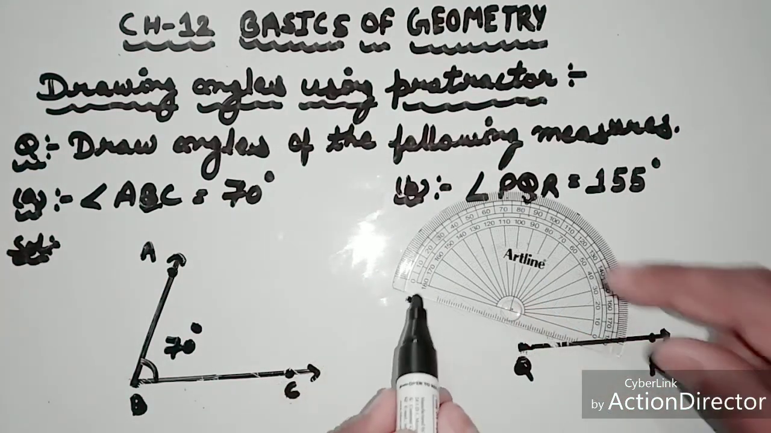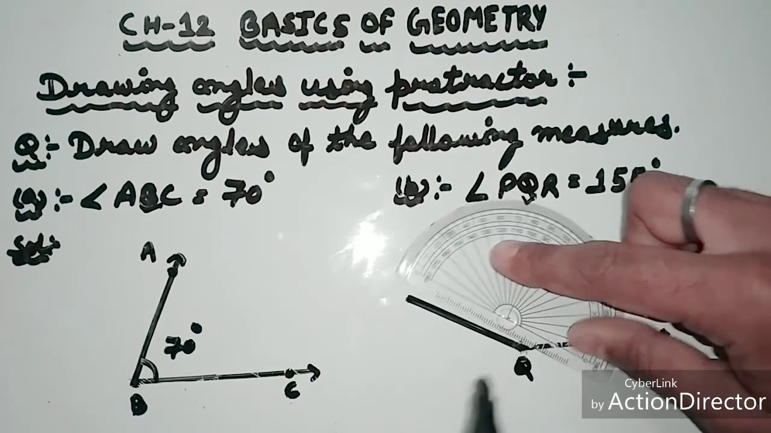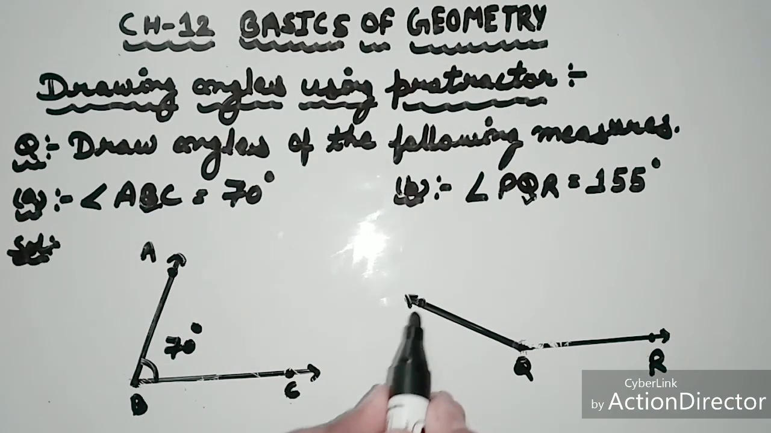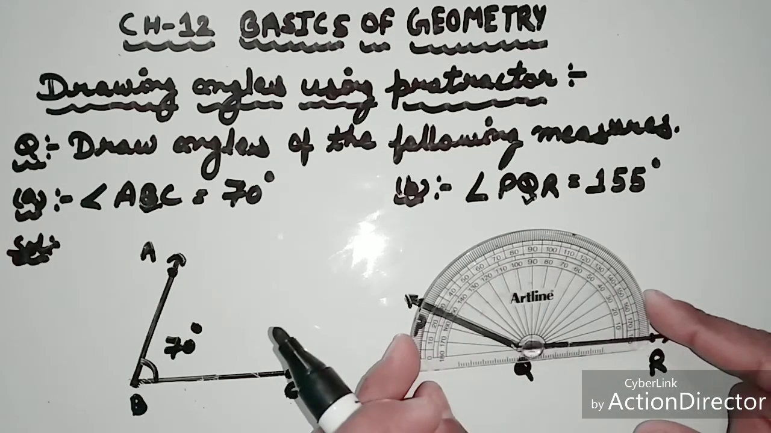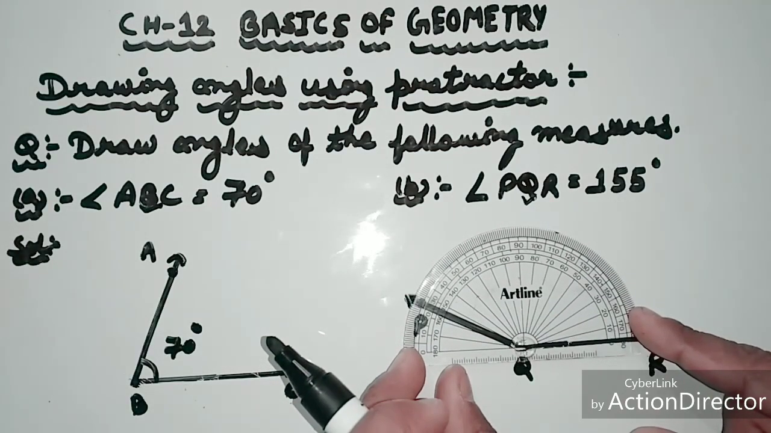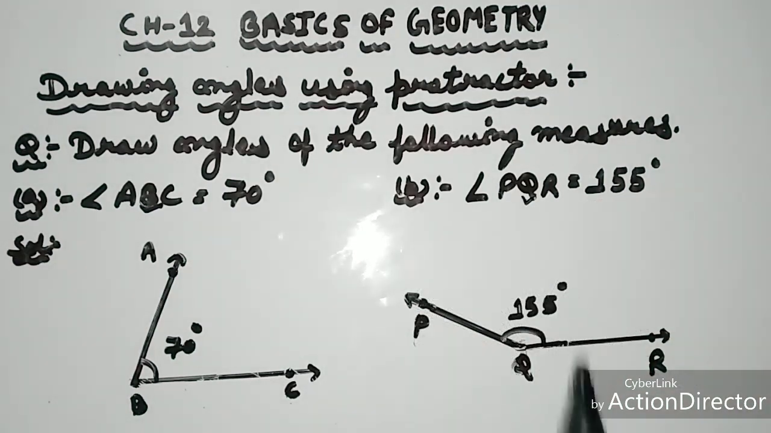Now we join this point with Q and make a ray and give the name of this point P, and again measure this angle. So this is a 155 degree angle, right? 155 degrees. So PQR equal to 155 degrees.